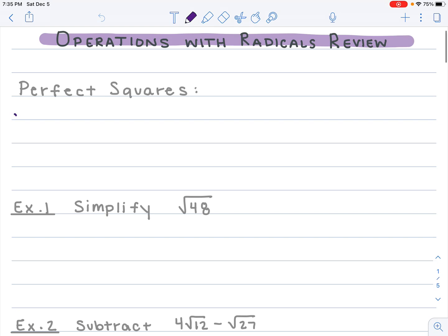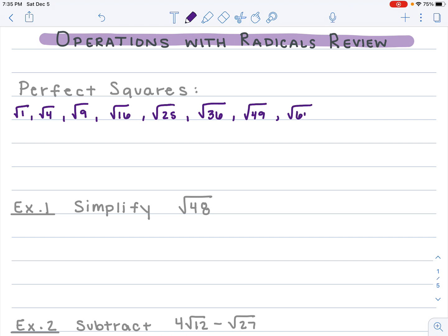So the list of perfect squares are the square root of 1, 4, 9, 16, 25, 36, 49, 64, 81, 100, and the list goes on and on and on here.